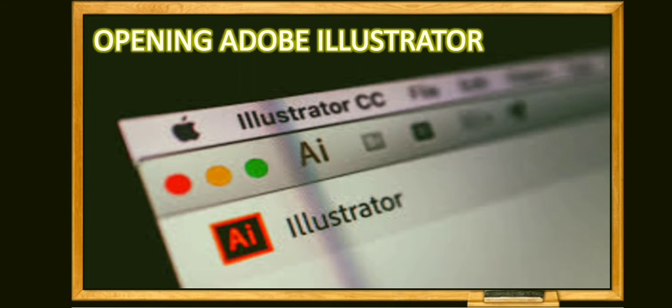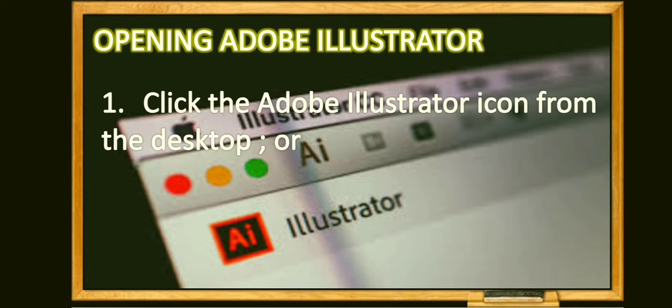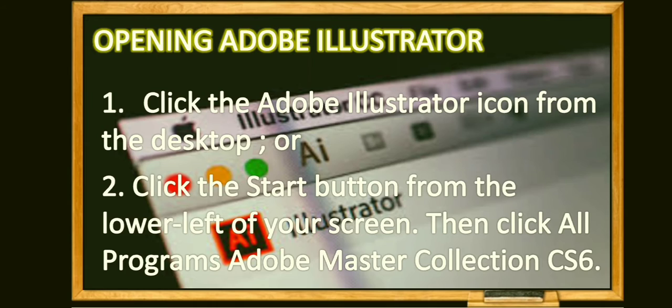Let's move on to opening Adobe Illustrator. To open the Adobe Illustrator program, do one of the following. The first step is to click the Adobe Illustrator icon on the desktop, or click the Start button at the lower left of your screen. Then click All Programs, Adobe Master Collection CS6. That is the version of Adobe Illustrator.